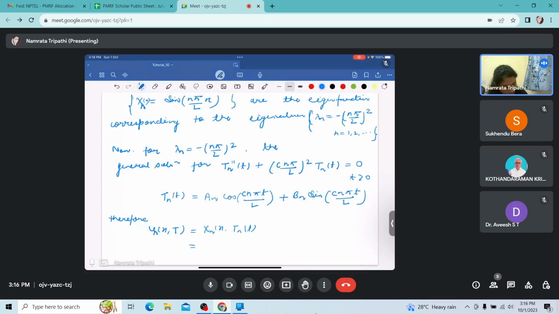What are the solutions? Let me write T_n first. T_n is a_n cos(cnπt/L) plus b_n sin(cnπt/L), into sin(nπx/L). Fine.